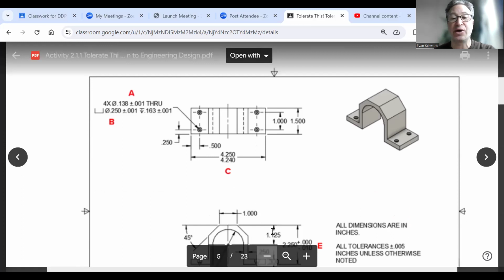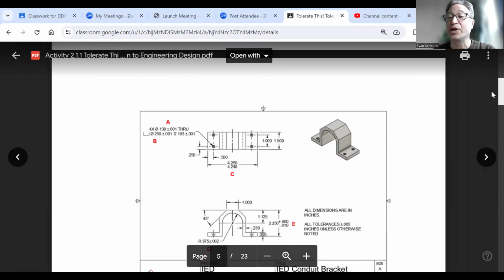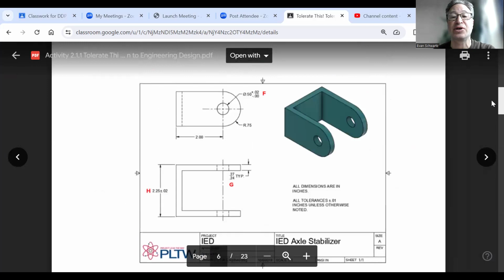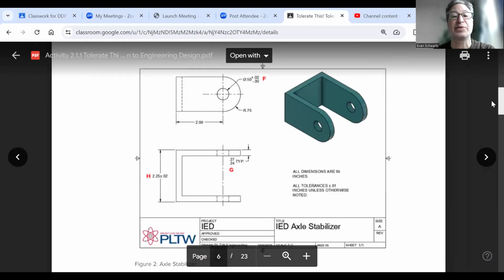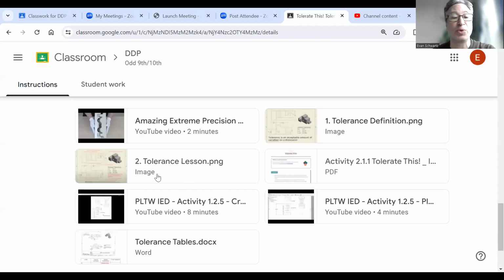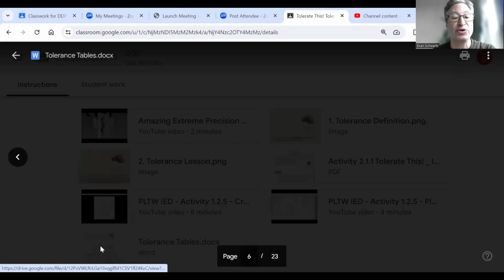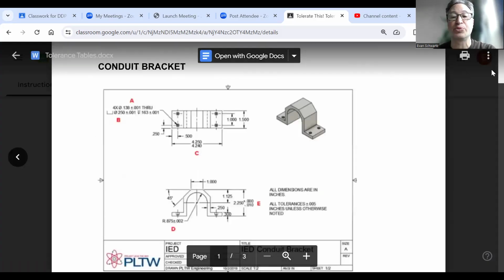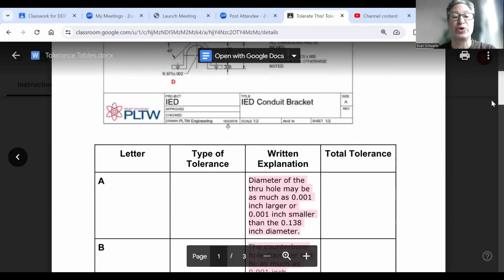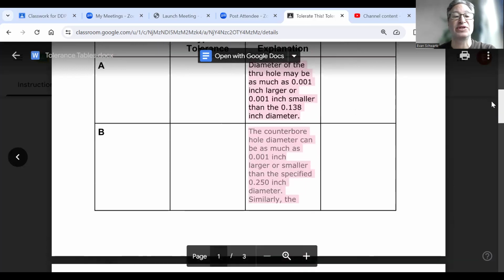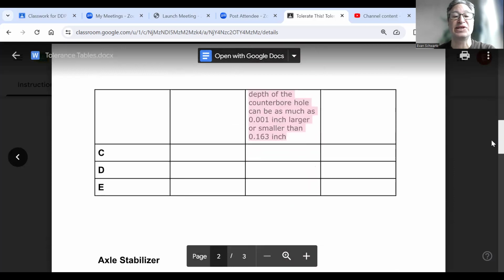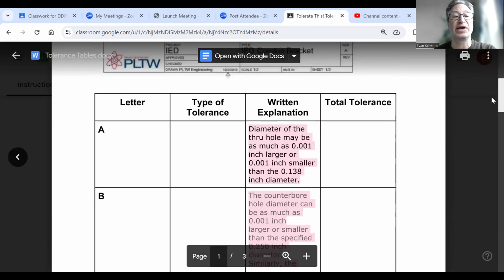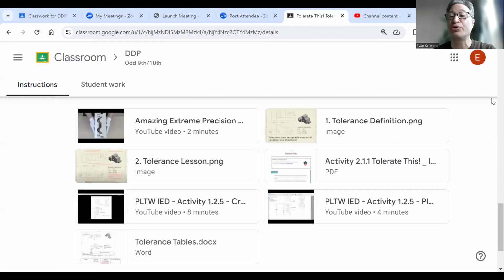The second thing that we're going to be looking at is this second blueprint of an axle stabilizer. We have the F, G, and H. So let's take a look at what we're actually going to be doing. If we look at the attachment called tolerance tables, we have these conduit brackets here. And we have this table, okay? And the table is A, B, C, D, and E. We have the letter that corresponds to the blueprint.